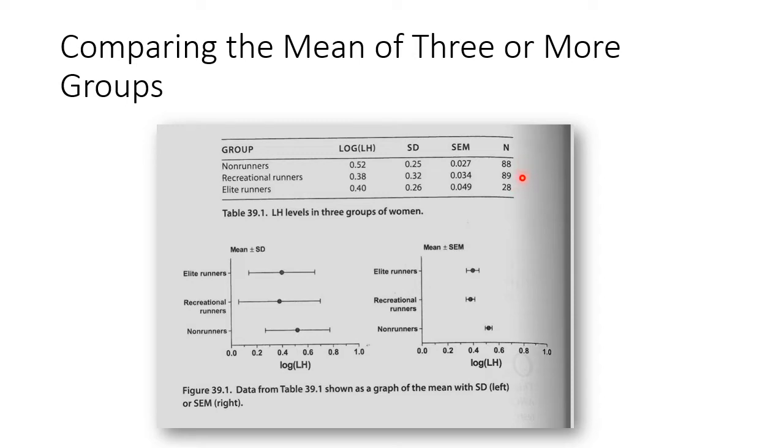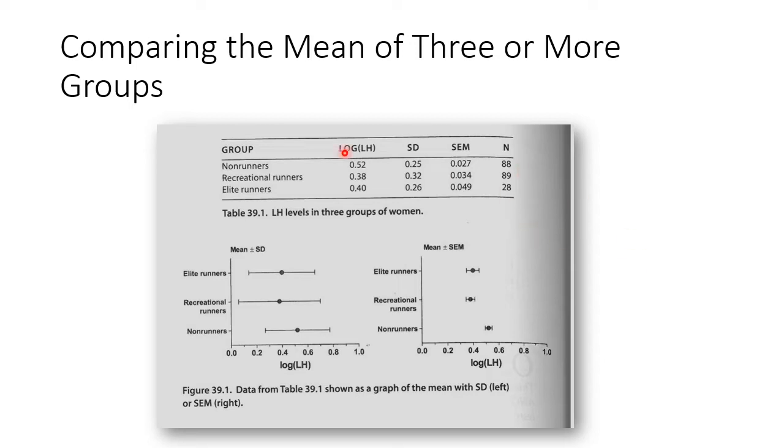So we had about 88, 89 in the non-runners and recreational, and only about 28 in the elite runners. Does that make sense? Because you'd have fewer elite people that probably fit into that elite category, so your sample size is going to be smaller. But what do you think that would do to your variability in the data? You're probably going to see more variability because you are more likely to find those outliers when you only have a small sample set, right?